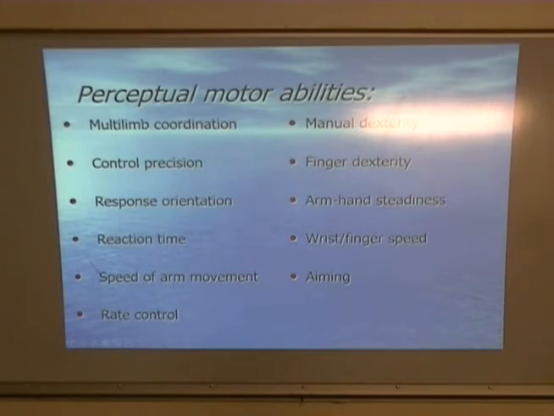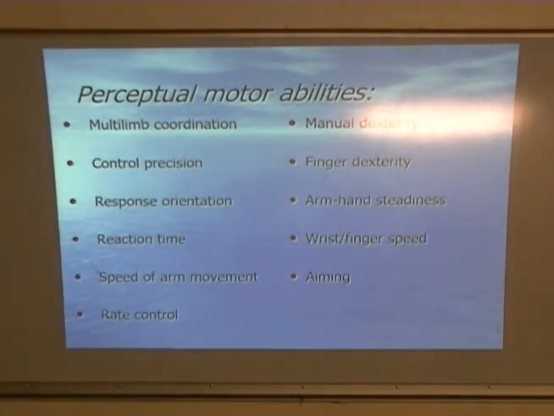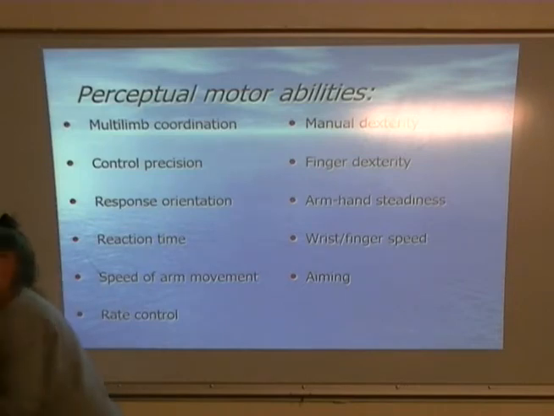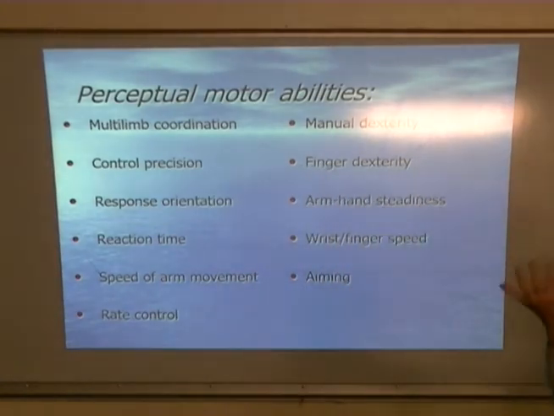So you can see this list here: perceptual motor abilities, things like arm hand steadiness. So the girls in the class will know what that's like when they're trying to put their mascara on, right? Are you the person that can walk around the house with your cup of coffee putting your mascara on at the same time? Or are you like me, you have to have your elbow on something and you have to hold your hand or your wrist to keep it really still and not poke yourself in the eye with the mascara, right?